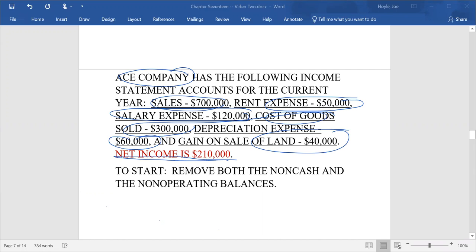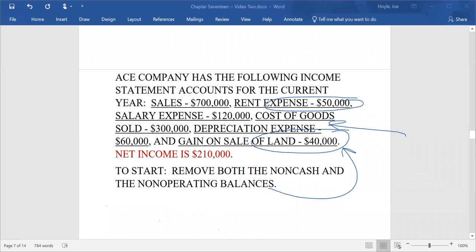We're going to begin by removing both the non-cash, and of course the non-cash is going to be the depreciation expense, and the non-operating, which is going to be the gain on the sale of land. We're going to eliminate those first. There's your income statement. There's your accounts. We're going to eliminate the non-cash depreciation and the non-operating gain.